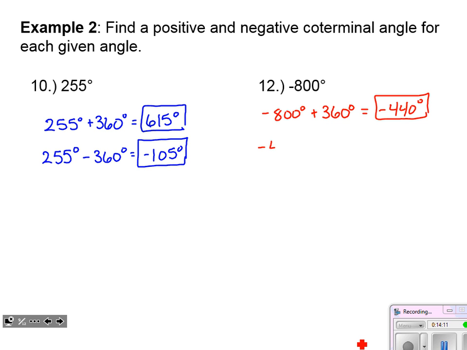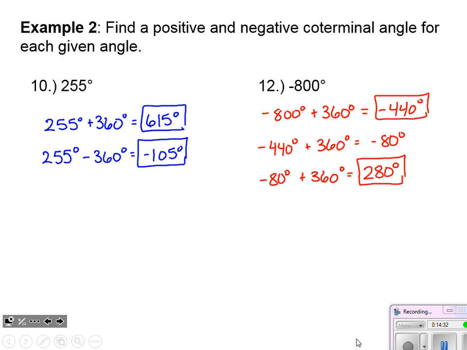Okay, so then if I take that negative 440 and add 360 to it, I'll have negative 80 degrees. I'm not going to box that one up because it's not a positive coterminal angle yet. So I'm going to take that and add another 360 to it. That gives me positive 280 degrees. Now I've gotten to the positives for that coterminal angle just by repeatedly adding 360.